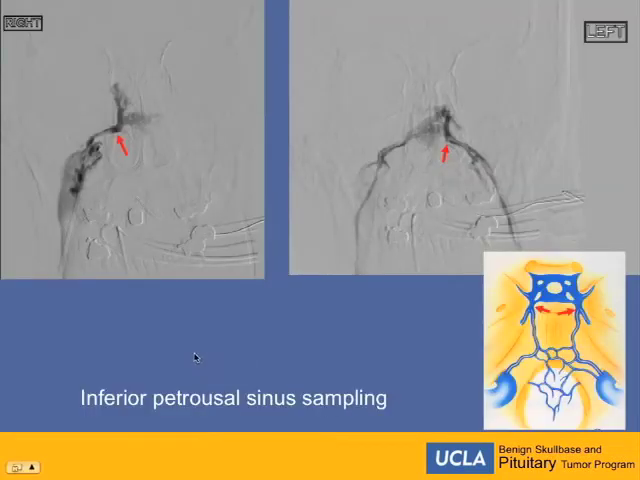The tip of the catheter has to be close enough. This is the cavernous sinus. It has to be very close. And in this person, the petrosal sinus sampling went very close to the cavernous sinus, so this is a technically very reliable catheter positioning. Not all people are able to get close enough.